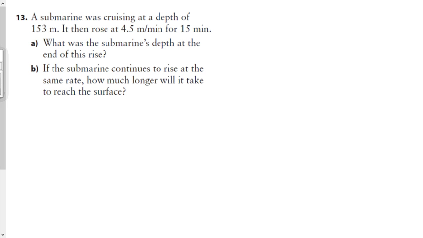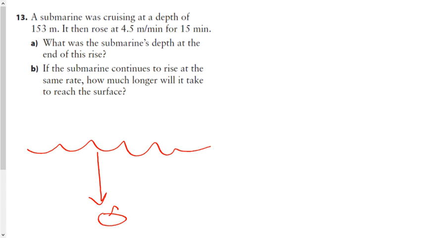Question 13 says a submarine was cruising at a depth of 153 meters underwater. So first question, there's the picture of the submarine. It's at minus 153 meters. It then rose at a rate of 4.5 meters per minute for 15 minutes. So it went up 4.5 meters per minute for 15 minutes. What was the submarine's depth at the end of this rise?